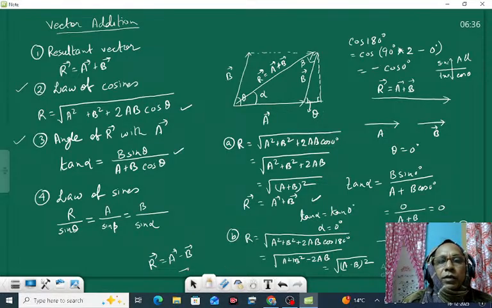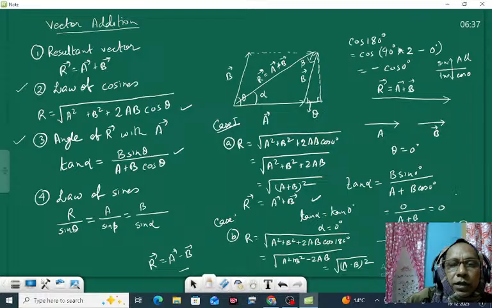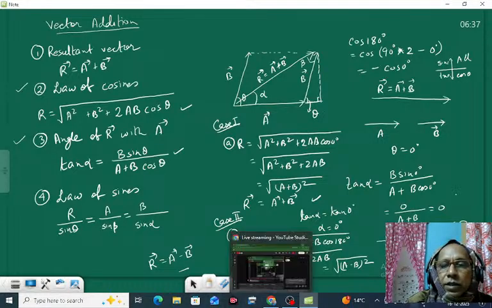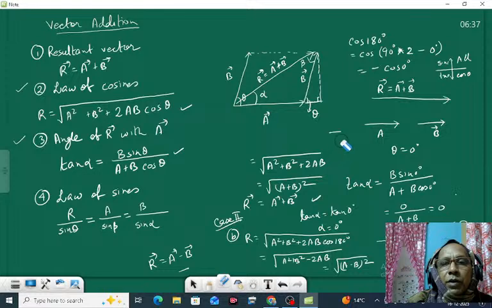Suppose we want to take another case. This is case 1, where we are taking they are in the same direction. Case 2, if they are in opposite direction, then this will happen. And not only that, suppose we are taking case 3. If they are perpendicular to each other, then what will the resultant be? That also we can find here.